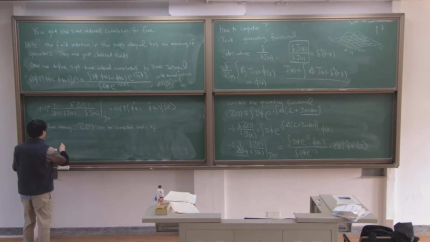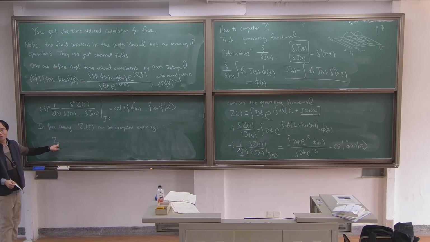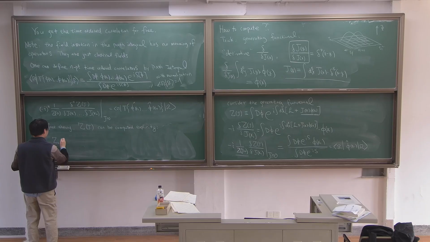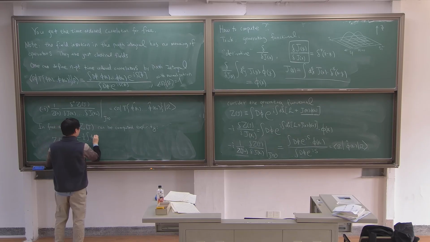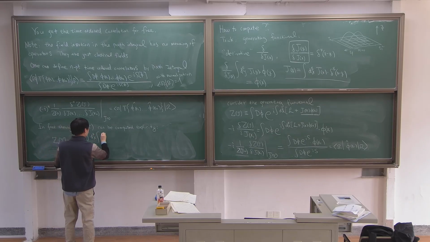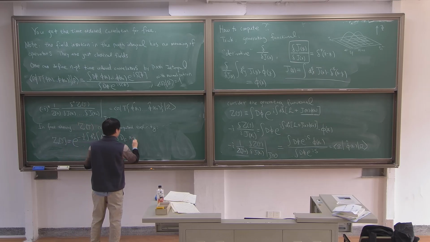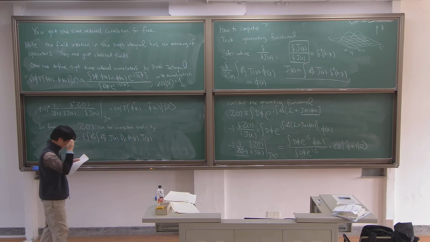So what is the result? Let's put an index 0 to denote free theory, like what we did before, because later we're going to the interacting series, so that's distinguished. So for free theory, Z0[j] equals, after calculation, you get this result.